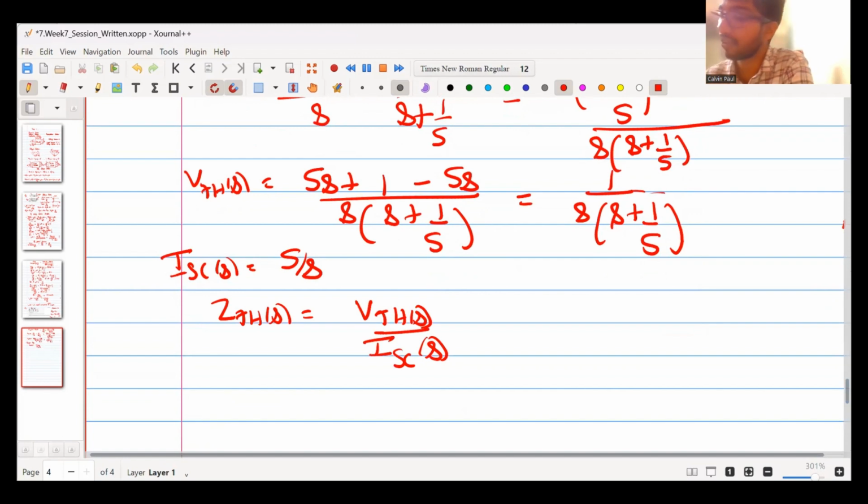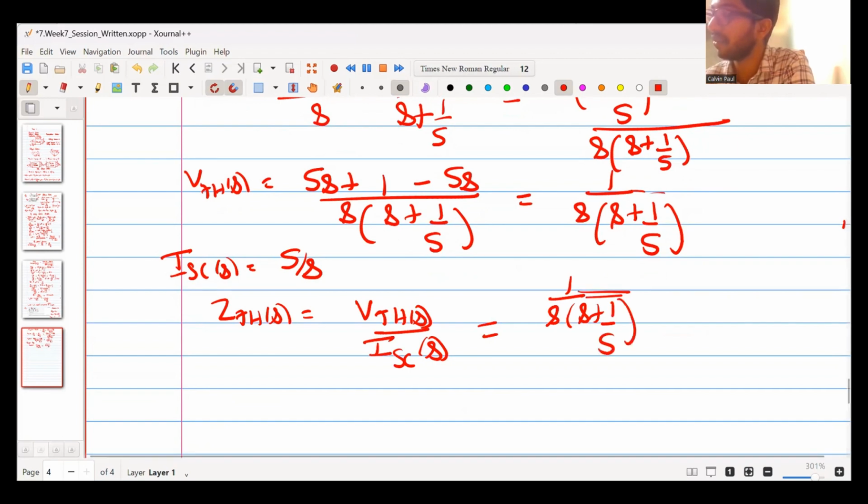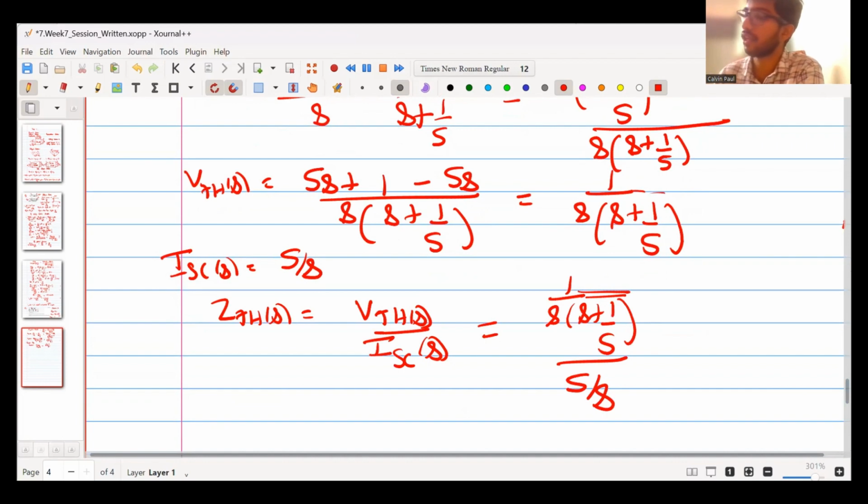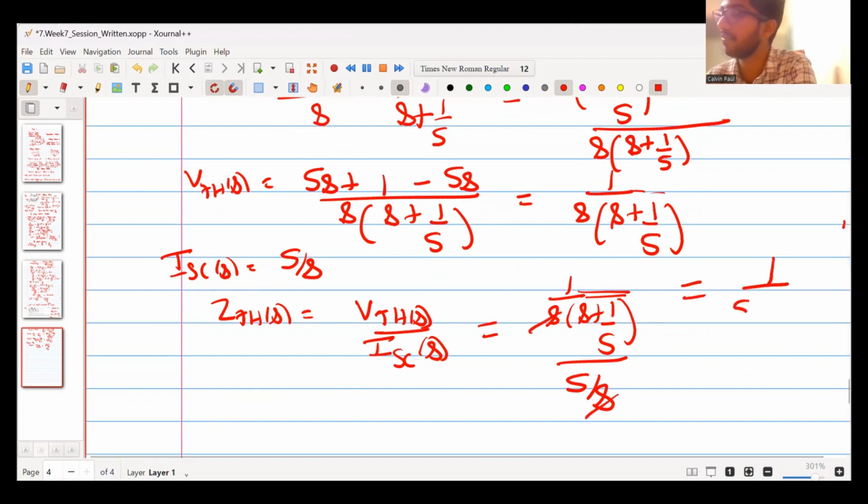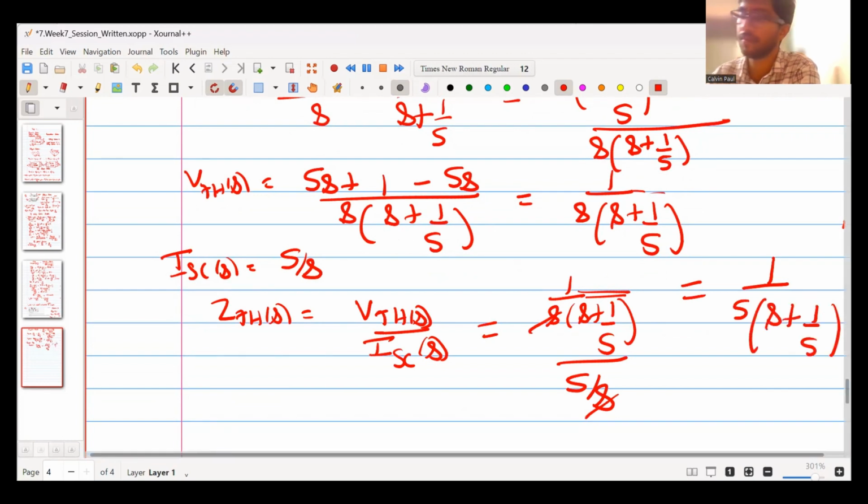So we get it to be equal to 1 by S into S plus 1 by 5 divided by 5 by S. So your S and S get cancelled. So it becomes 1 by 5 into S plus 1 upon 5. Okay, this is your ZTH of S.